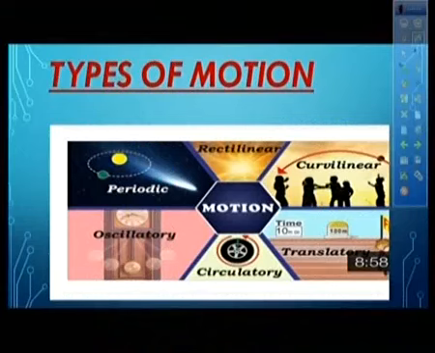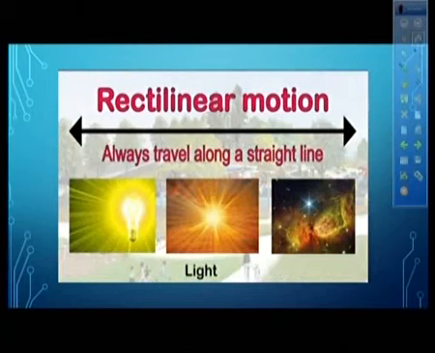Before we discuss circular motion, I want to give a quick glance at the types of motion, so you can understand circular motion easily. First of all, I have rectilinear motion. Rectilinear means always travel along a straight line. Cars and buses are rectilinear motion if these vehicles travel along a straight line. If you travel along a path, then you are also in a straight line.